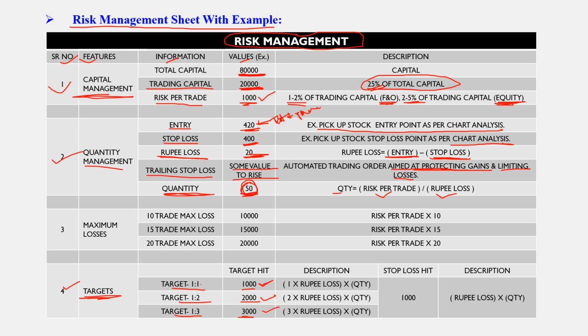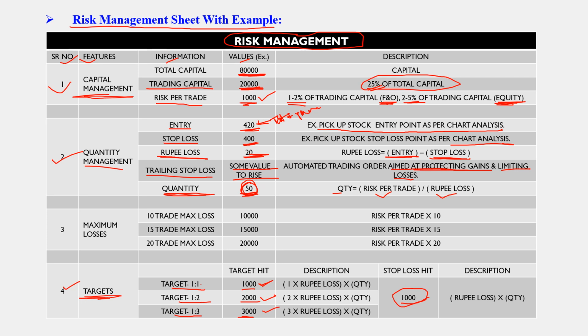In that example, when we reach the target hit at 1:1, we make 1000 profit; for 1:2, 2000; for 1:3, 3000. And when the stop loss hits, the loss will be our 1000 only, right? Means we are making a profit of 1:3, and when the stop loss hits, we lose only 1000 rupees. Our risk per trade is only 1000.